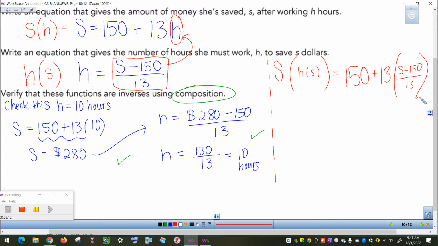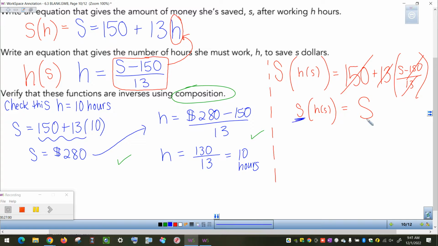And then here's what's really cool. When we start to simplify this down, let's look at the 13 multiplied out in front here. That's going to cancel out with the dividing by 13 on the fraction part. So those are going to go away. Then we have 150 plus S minus 150. Well, the positive 150 in the front is going to cancel out with a minus 150 behind it. And we're just left with S.